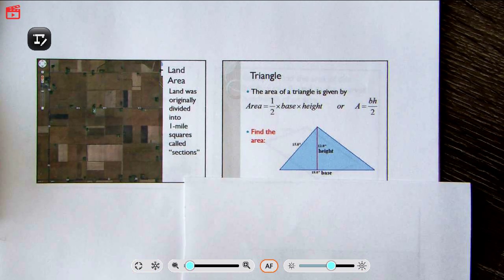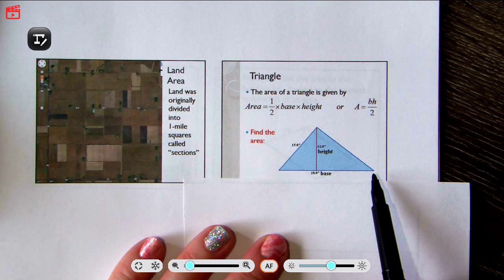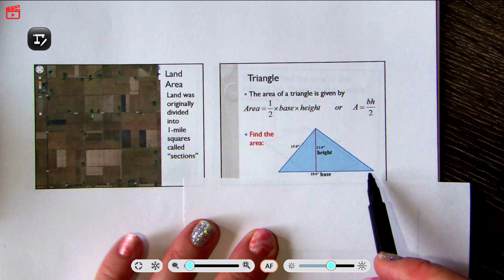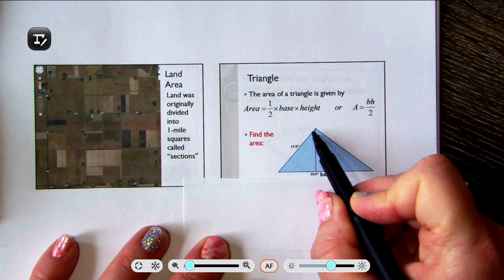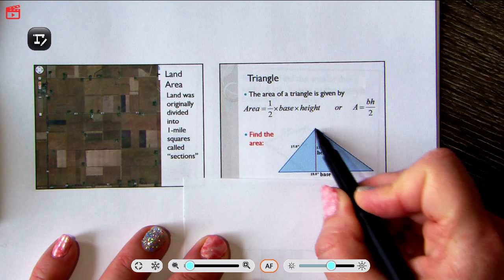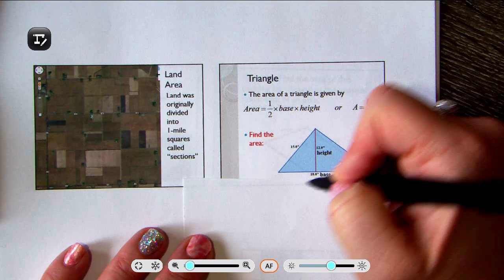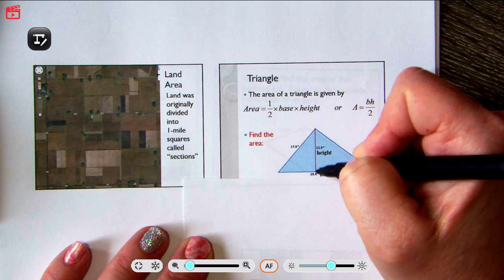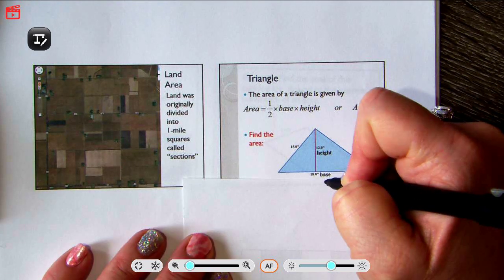So here we have a triangle, and they do have some pieces labeled, so they did tell us this was our base. Base does not necessarily mean the bottom, because if this was a right angle, I could have had this be my height, and that would have been my base. So the base is the length of the side where that perpendicular is dropped to. So here's my height, here's my base.